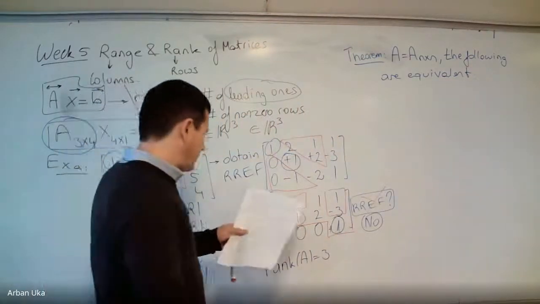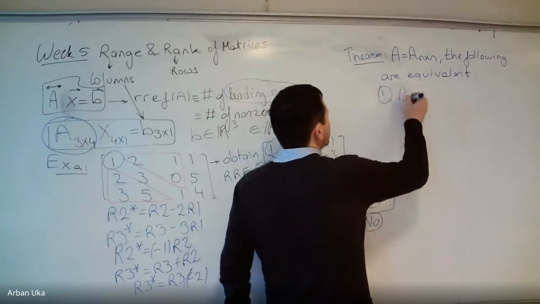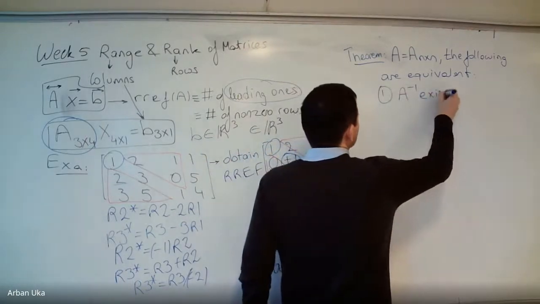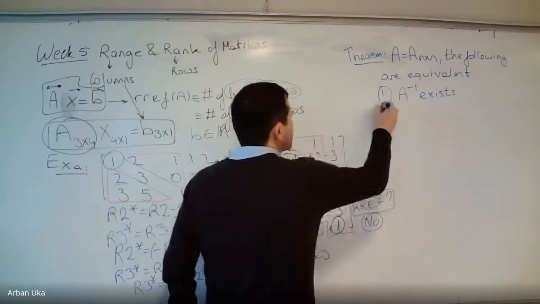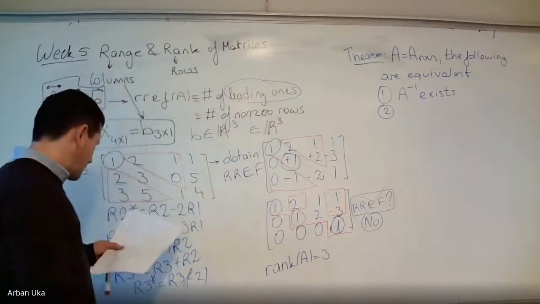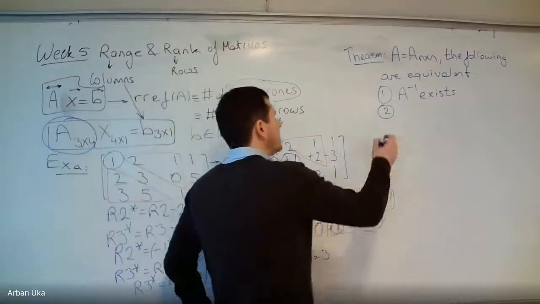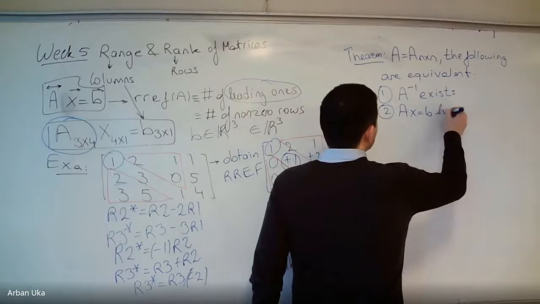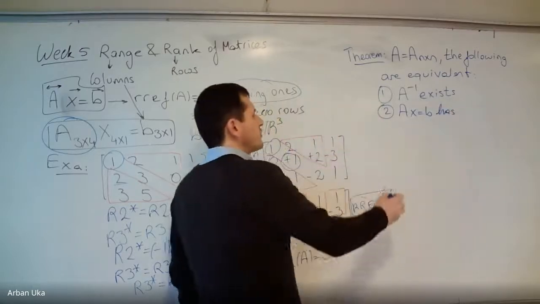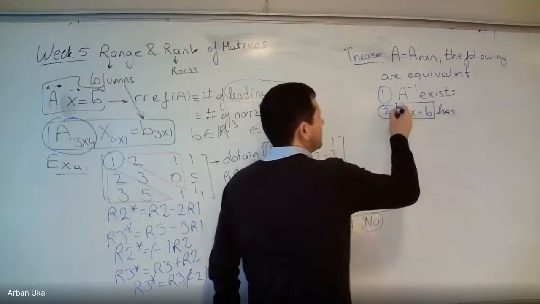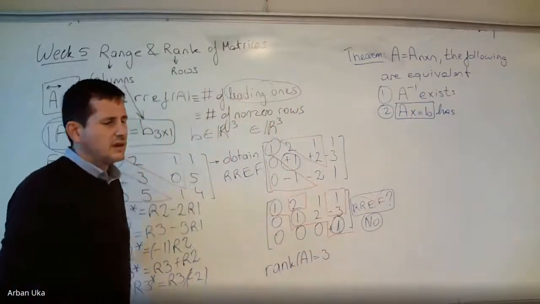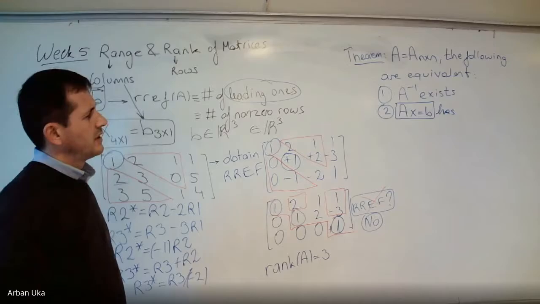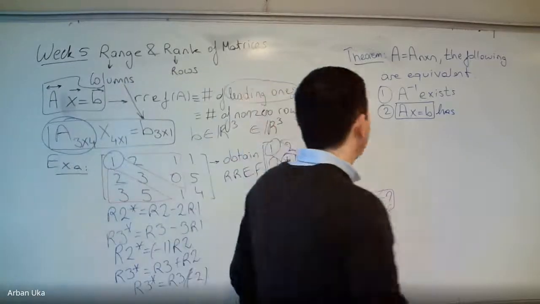What are these statements? The first one is: A inverse exists. The second statement: let's assume that A is a square matrix and A inverse exists, then AX is equal to B has, does this system have a solution? What do you think? So if A inverse exists, does it have a unique solution? It has a unique solution. Why does it have a unique solution?